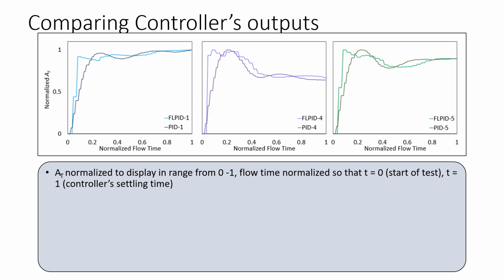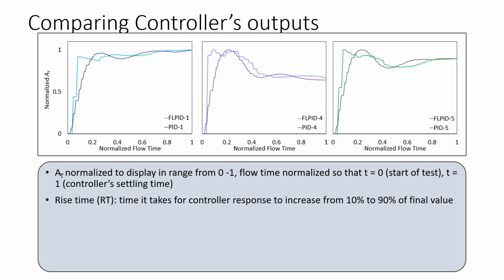And as we see what happens to the actual outputs, again, this is the manipulated variable, which is A sub t. In all cases, 0 to 1 represents the range over which A sub t was modified. And then 0 to 1 on the x-axis is the normalized flow time. Time equals 0, start of the test. Time equals 1 is the controller settling time. So they're all going to be settling at 1 because we've normalized them that way.